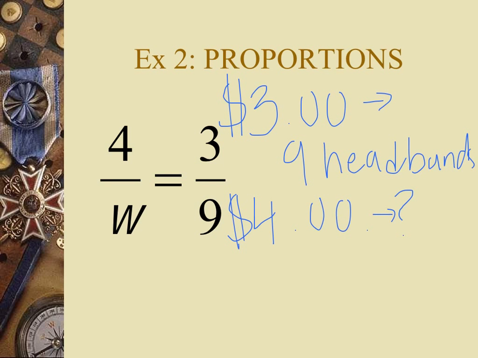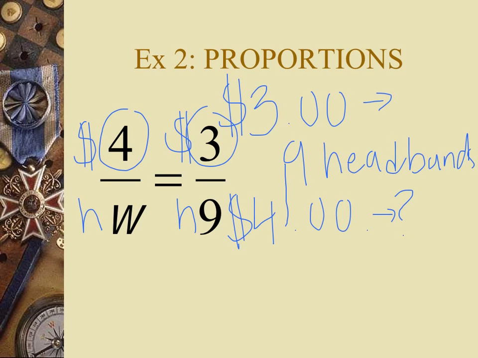So, setting up a proportion, up top I've got 4 and I've got 3. Does 4 and 3 represent headbands or money? Well, if you said money, that's correct. So, we've got money up top and money down the bottom. That means on the bottom of these fractions needs to be headbands and headbands. So, we set that up correctly.